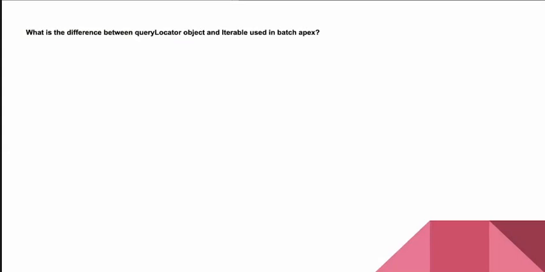What is the difference between query locator object and iterable used in batch Apex? So this is kind of a confusing question to me. So I would pass. I'm not that sure.